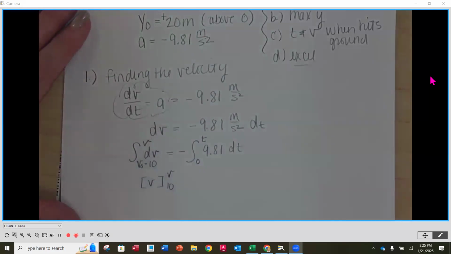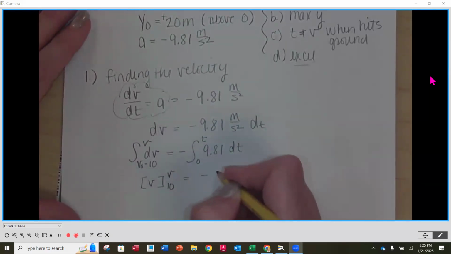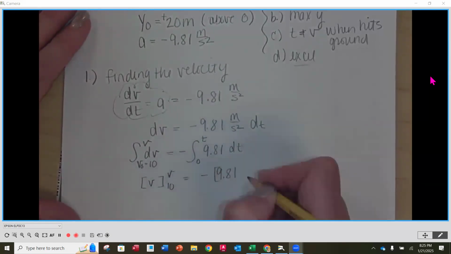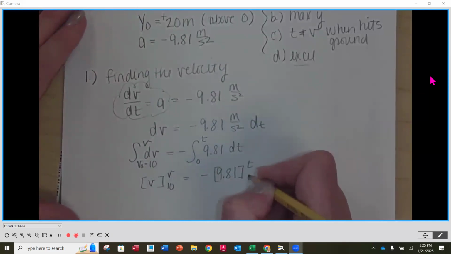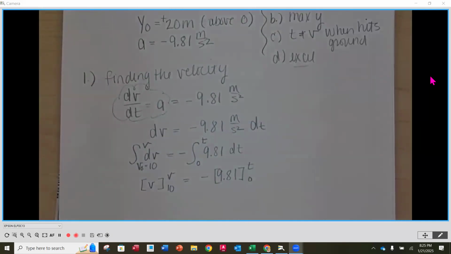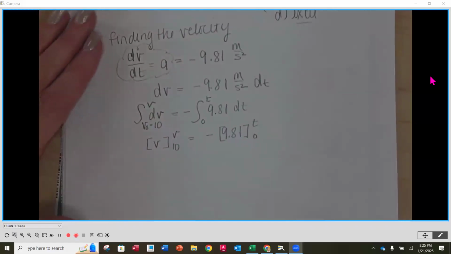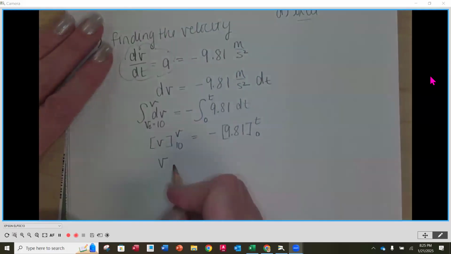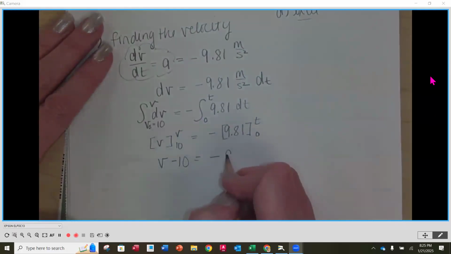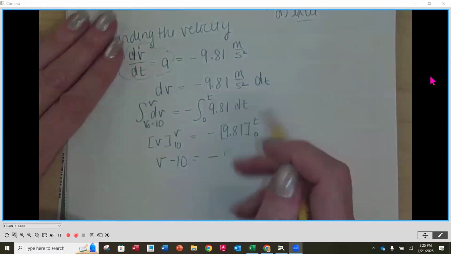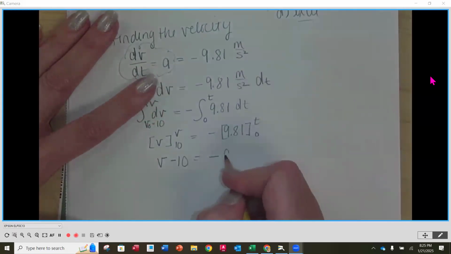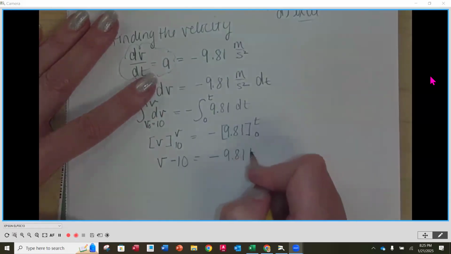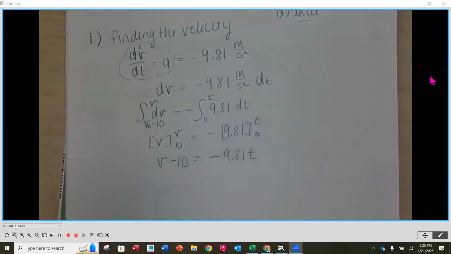All right. Now we're going to do our values. So v and 10 is equal to negative 9.81, put our brackets around there, and then t and 0, top and bottom. If you don't want to write that intermittent step, you don't have to. I just do it to keep it straight for myself. Then I'm going to have v minus 10 is equal to negative 9.81 times t, and then it would be a minus 0.